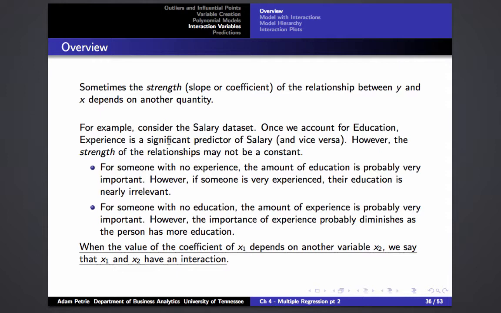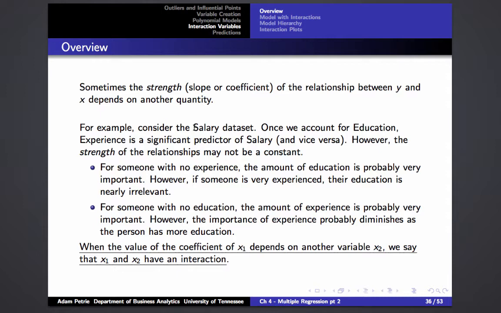So far with the multiple regression equation, we've assumed that the effect of x on y is a constant, regardless of the other values of the predictors. With the salary data set, we've fit a model predicting salary from education, experience, and months. So if we think back and we just try to predict salary from education and experience, that's what we've done in the multiple regression model. However, there might be a fundamental flaw with trying to model salary that way.